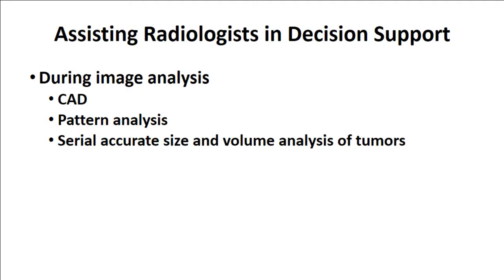After imaging has been performed, big data can help us in decision support, so there's the potential for computer-aided diagnosis, computer-aided detection, and pattern analysis of images, potentially to identify things like ground glass opacification or fibrosis, and potentially help us with the diagnosis of interstitial lung disease, or a specific diagnosis of things like non-specific interstitial lung disease. Big data can also help us with serial accurate size or volume analysis of tumours, and help us determine whether tumours are growing or staying the same or reducing in size.